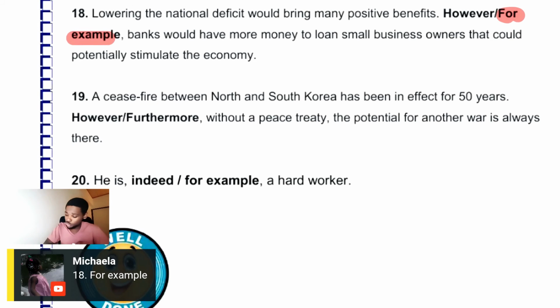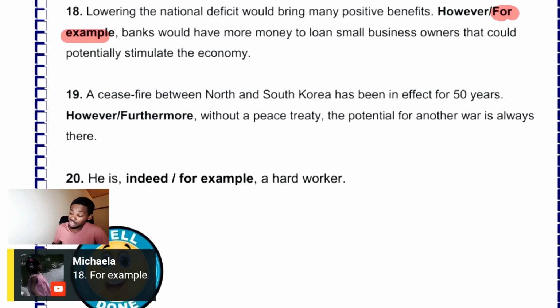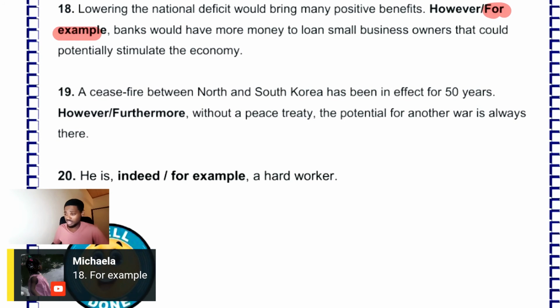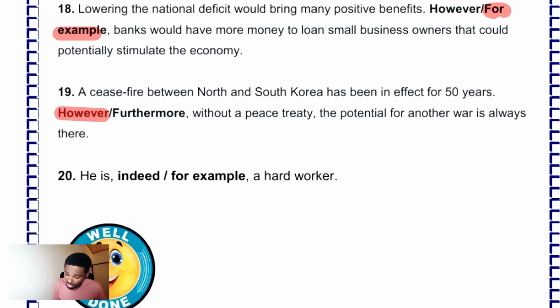19. A ceasefire between North and South Korea has been in effect for 50 years. Blank, without a peace treaty, the potential for another war is always there. Rhonda, are you sure? However, there's a contrast. We see that there's a ceasefire and there has been peace for a long time. And what is the contrasting idea? If there's no peace treaty, war is going to come at some point. Yeah.